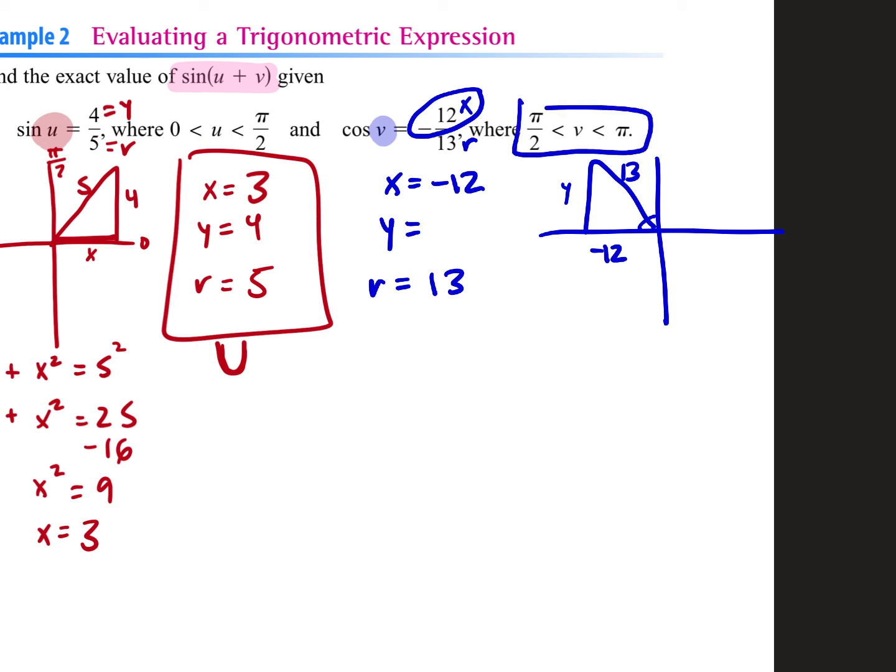This tells you which quadrant. So this is pi over 2, because pi over 2 is like 90 degrees. Remember, this is 0 where you start, and then this is pi. So we're in between pi over 2 and pi, so we're in between here.